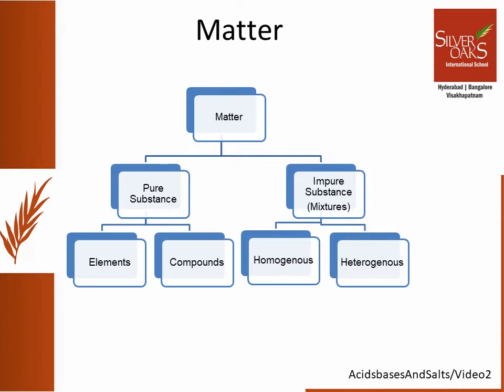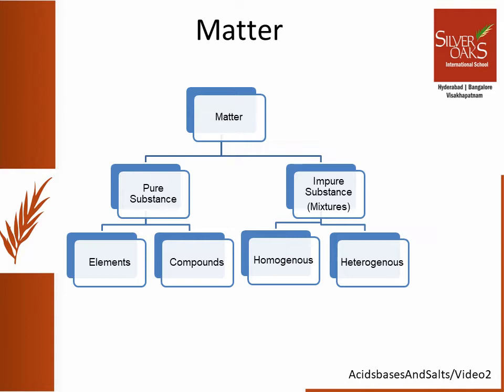Elements are those substances which are made up of the same kind of atoms, like oxygen, hydrogen, chlorine, fluorine, bromine. All of these are made up of the same kind of atoms. When we say oxygen, it will have oxygen atoms only, or when we say chlorine, it will be made up of chlorine atoms only.